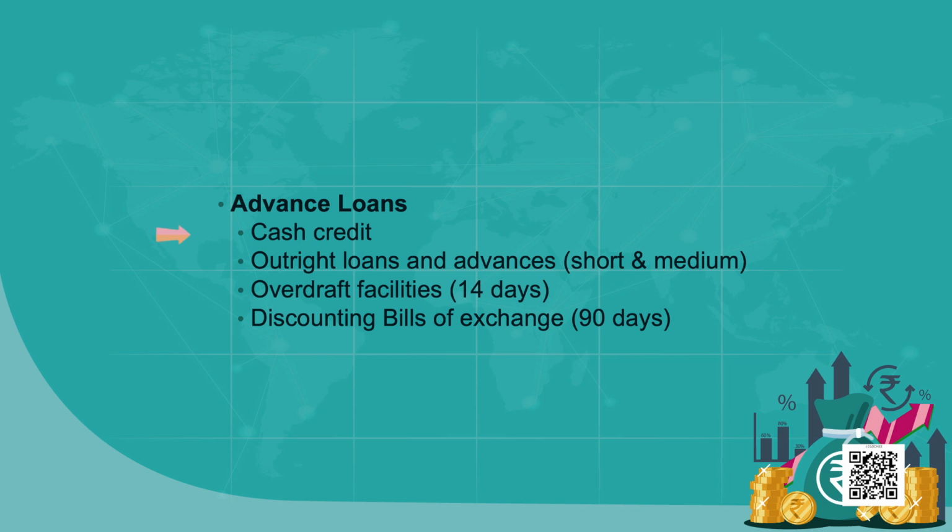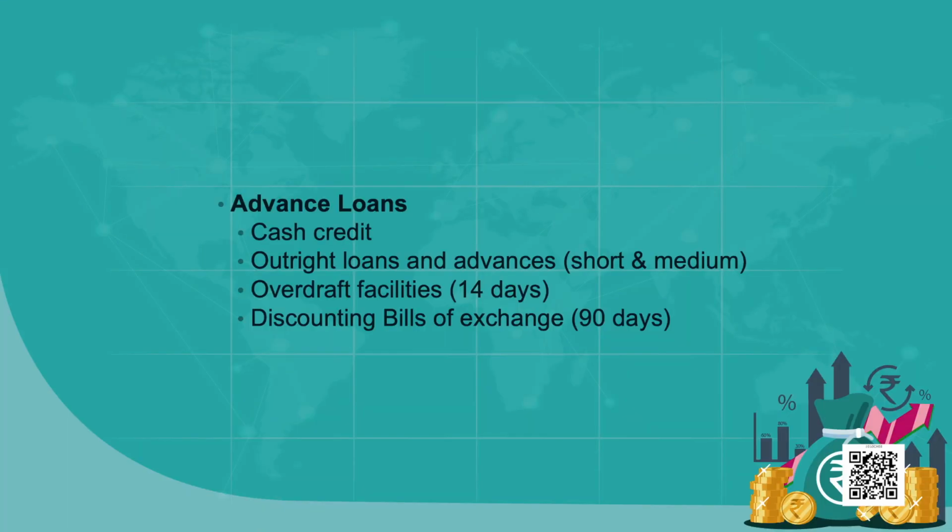One is a cash credit. You go and tell the bank that you want money, and they will give you credit in the form of cash as a loan. Then second, outright loans and advances. This is the major type of loans available.